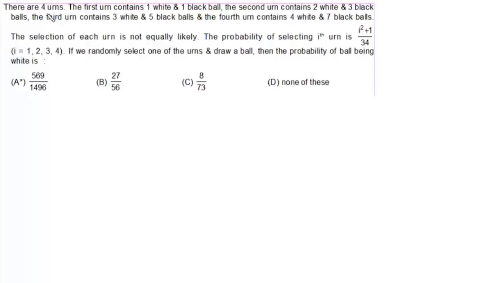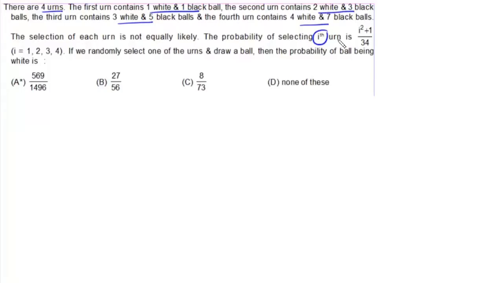Now the question is, there are 4 urns. The first urn contains 1 white and 1 black. The second one contains 2 white and 3 black. The third contains 3 white and 5 black. And the fourth contains 4 white and 7 black. The selection of each urn is not equally likely. The probability of selecting the ith urn is (i square plus 1) upon 34. If we randomly select one of the urns and draw a ball, we need to find the probability of the ball being white.